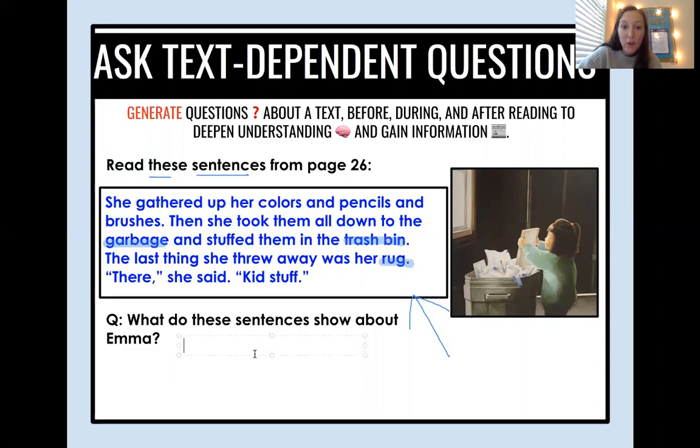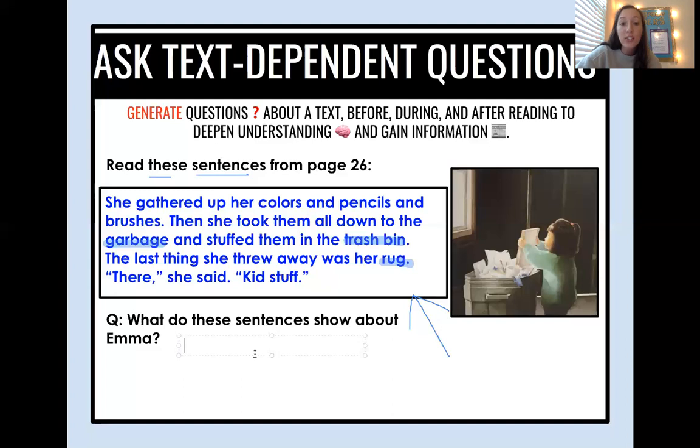And why is she throwing away her stuff? She's upset. Why is she upset? She's upset about her rug. We know that her mom washed her rug and she got upset because why? Why did she get upset when her mom washed her rug? That's right. She got upset when her mom washed her rug because the rug helped her draw.